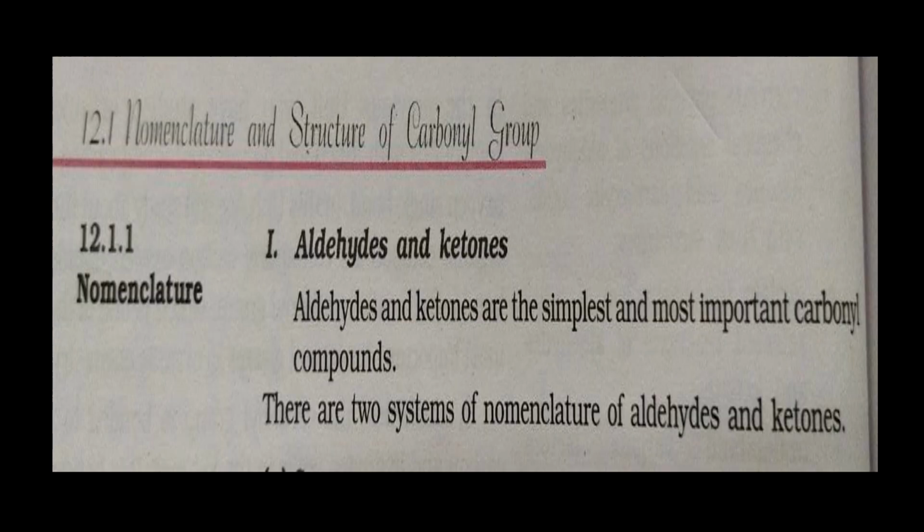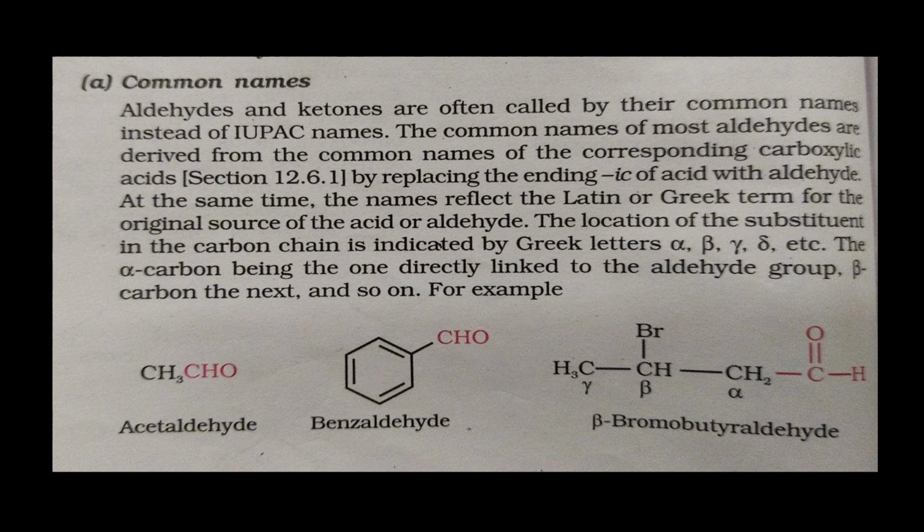Nomenclature and structure of the carbonyl group. Nomenclature. First one, aldehydes and ketones. Aldehydes and ketones are the simplest and most important carbonyl compounds. There are two systems of nomenclature of aldehydes and ketones. First one is common names. Aldehydes and ketones are often called by their common names instead of IUPAC names. The common names of most aldehydes are derived from the common names of the corresponding carboxylic acids, refer to section 12.6.1, by replacing the ending "ic acid" with "aldehyde".